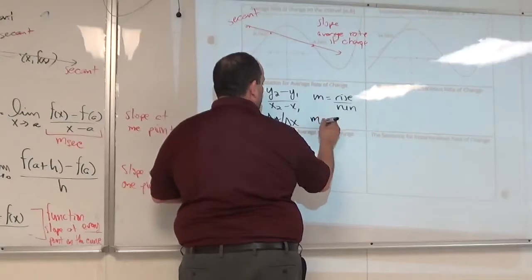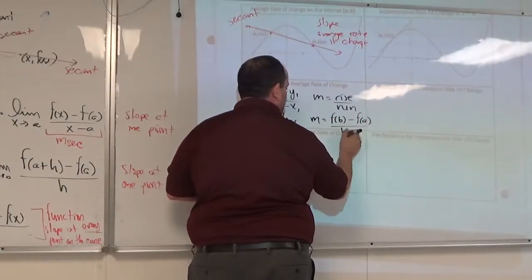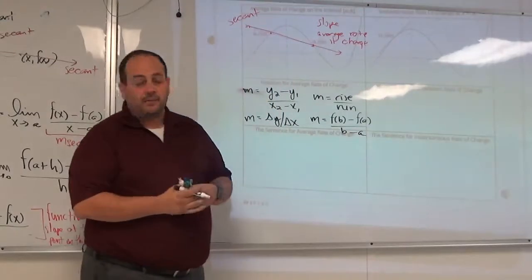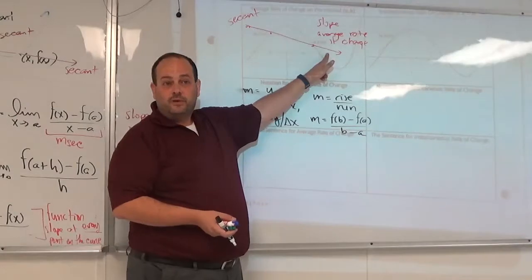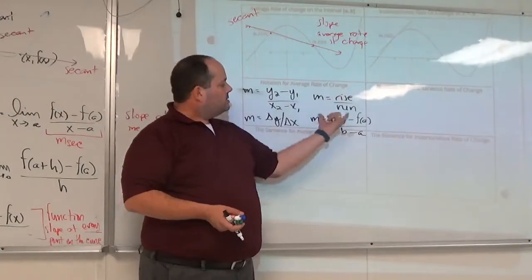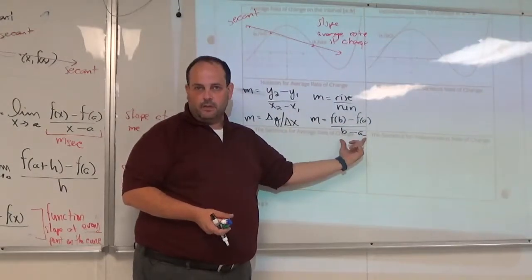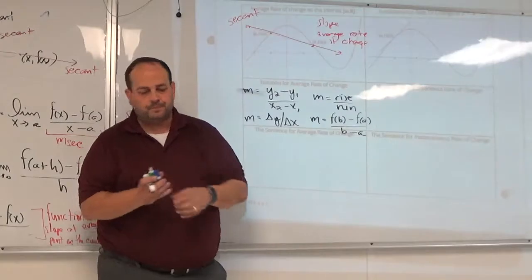The other one, though, is f of b minus f of a over b minus a. A and b are the beginning and end points of the interval. F of b and f of a are the y values. So this is just change in y over change in x. And everybody's good. Everybody's got this under control.